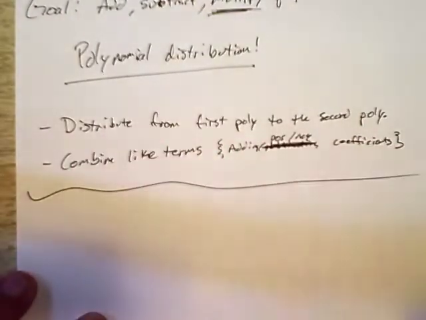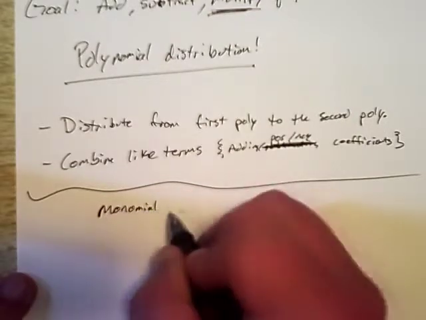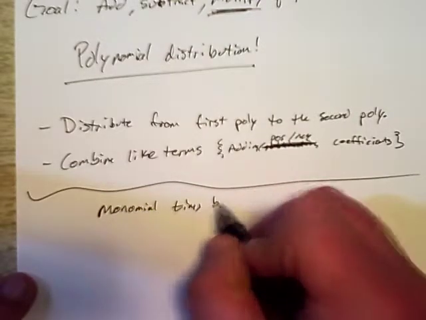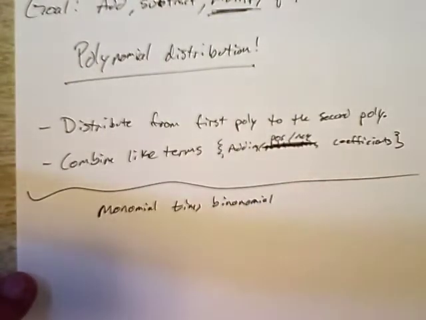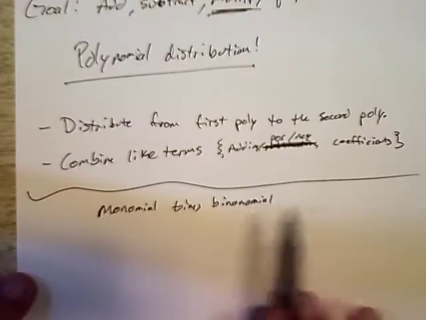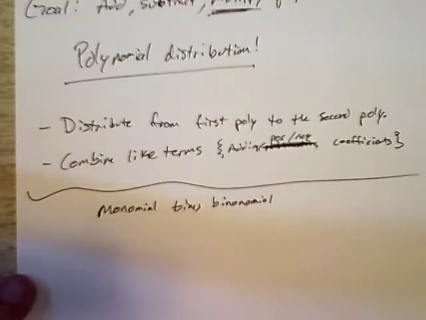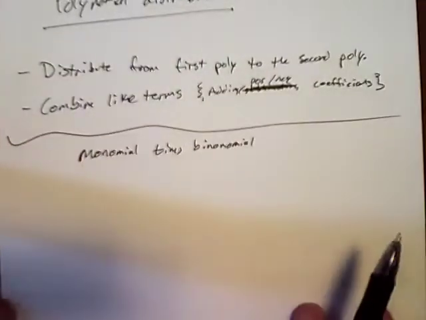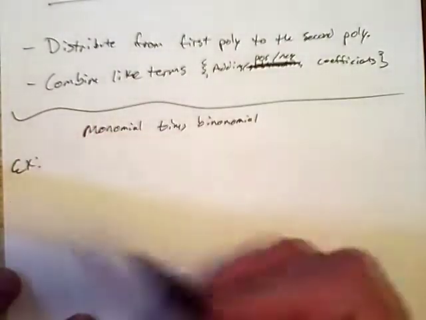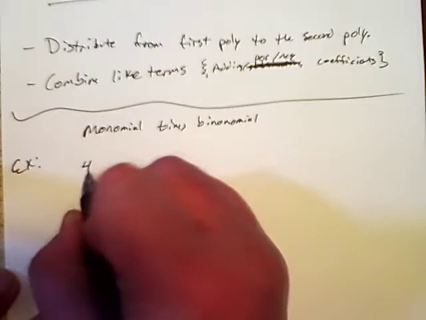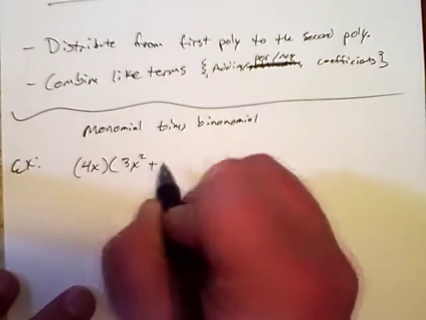Let's try this out. What happens if I have a monomial times a binomial? Or bigger, right? It could be a trinomial, 4-term, 5-term, it doesn't matter. The idea is that you're multiplying a monomial times another polynomial. So a monomial times some other polynomial. And in my example, it's just going to be a binomial here. So here we go. Let's try 4x times 3x squared plus 6.